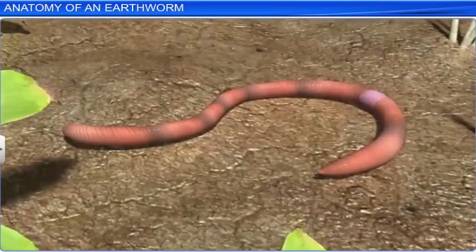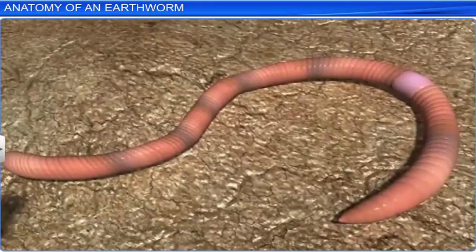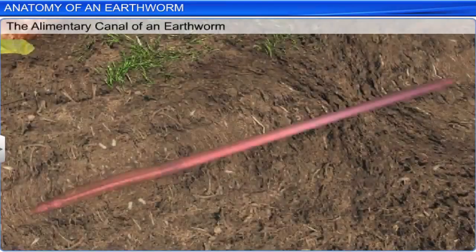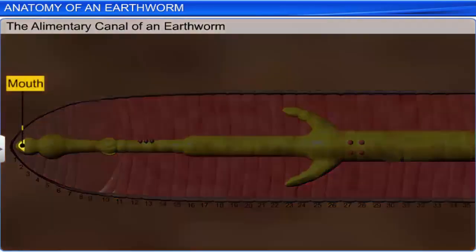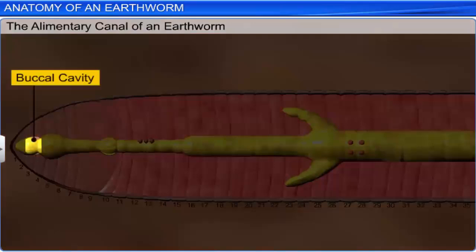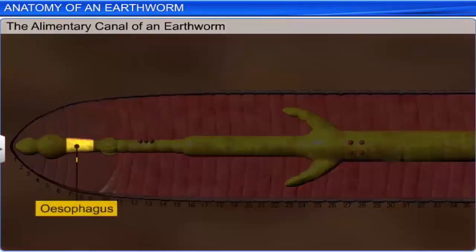Now let's take a look at the longitudinal section of the worm to study its remaining anatomical features. You'll notice a straight tube that runs from the first to the last segment of the body. This tube is the alimentary canal. Towards the anterior end, the first segment bears the mouth, which opens into the buccal cavity up to the 3rd segment. The buccal cavity is followed by a muscular pharynx, which continues into a narrow esophagus between the 5th and 7th segments.